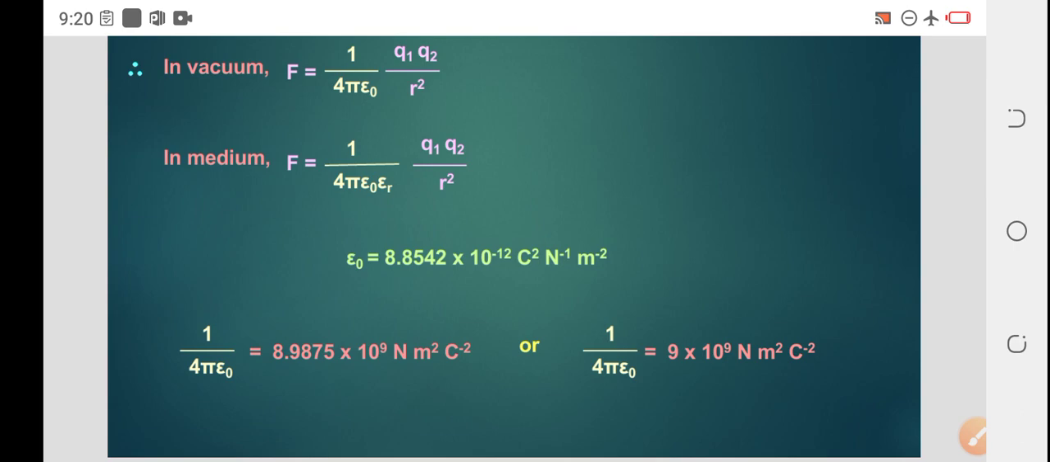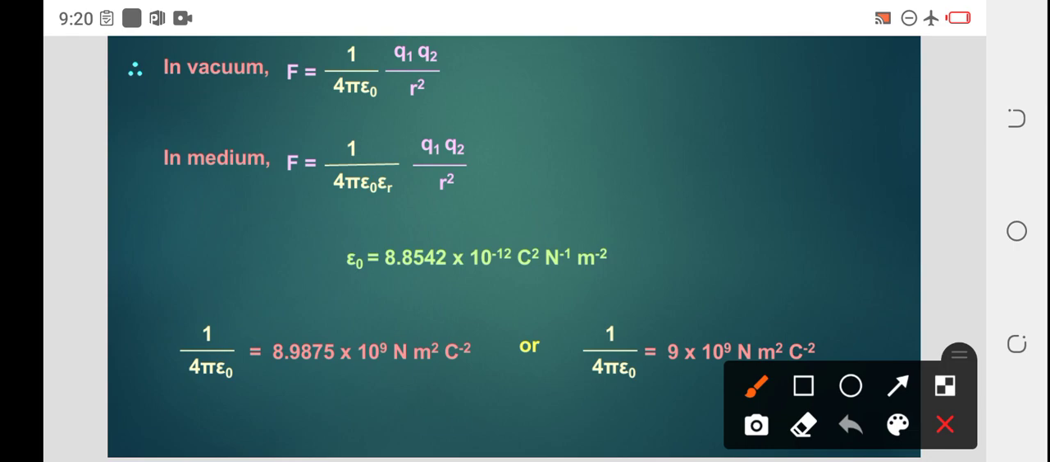Then what is the value of 1 by 4 pi epsilon naught? It will be approximately, you can take this value. This is the exact value, so most probably in problems we use this value. 1 by 4 pi epsilon naught equal to 9 into 10 to the power of 9 Newton meter square per Coulomb square.